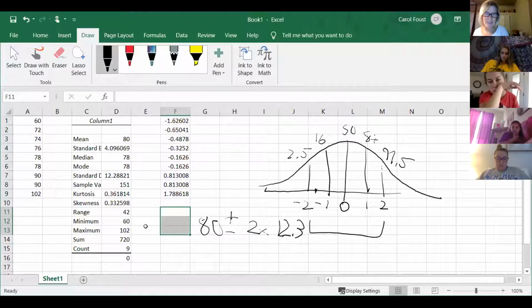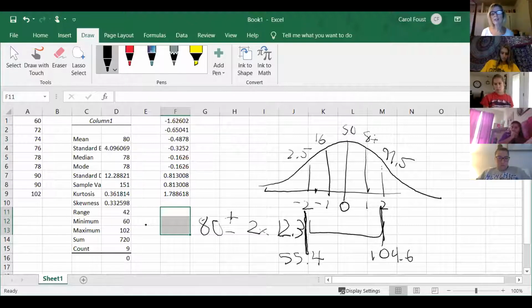And we would have found out on one side, it was 55.4. And then we would have added the standard deviation twice. 12.3 plus 12.3, and we would find out the other side was 104.6, which equates with that second standard deviation. So the range of scores for the 95th confidence level was, on one side of the normal curve, 55.4, and on the other side, 104.6.